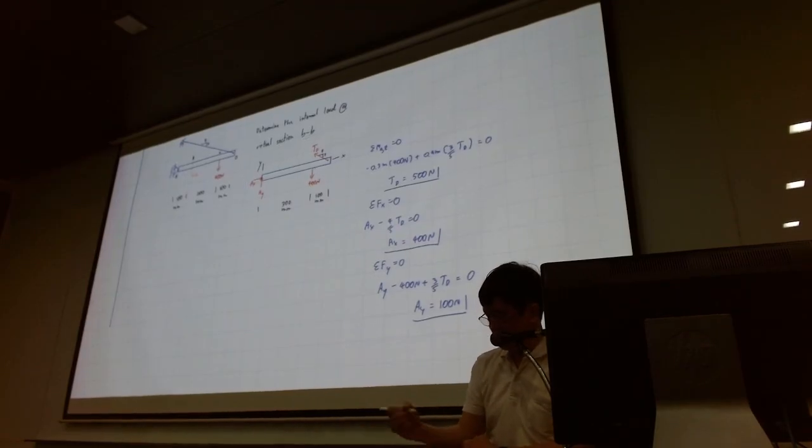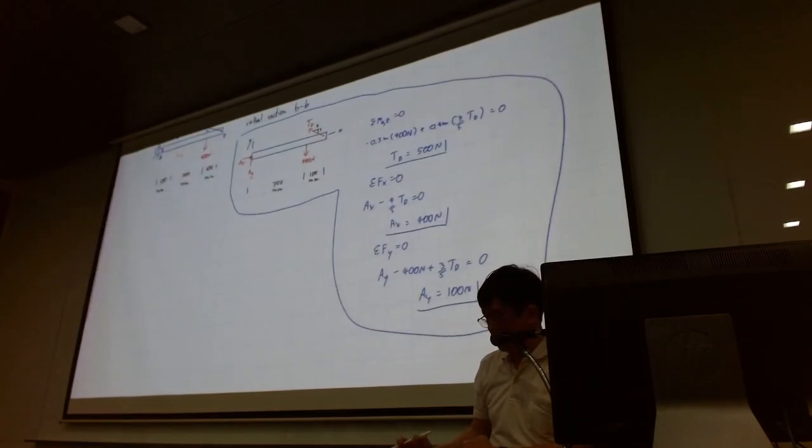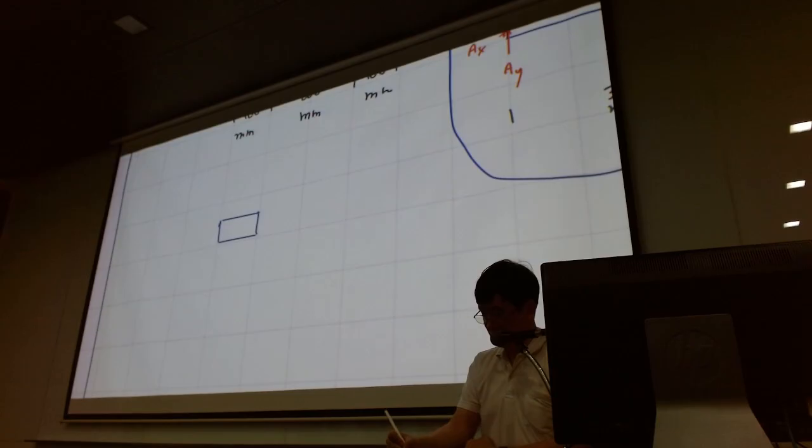So this part was needed to do the more detailed part, which is the mechanics of material. So again, this is going to be my AY. This is my AX.